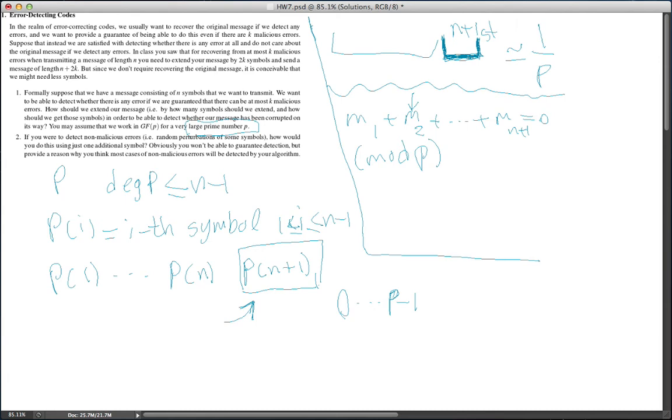Now in the case that multiple symbols change, you're dealing with a sum of some random numbers, which itself is going to be random. So the probability that it's going to be equal to 0 is exactly going to be equal to 1 over p, which is pretty low when the prime number we are working with is large.